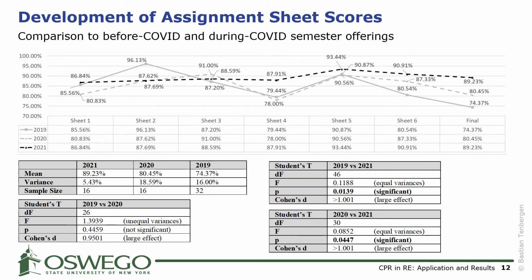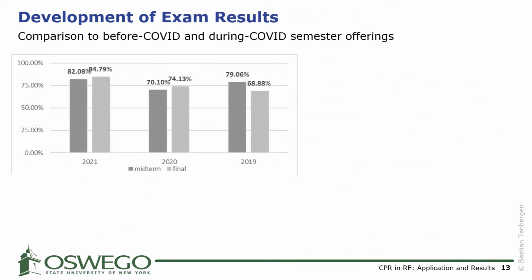The average grades were significantly better in 2021 compared to both previous years, but there was no significant difference between 2019 and 2020. Now, of course, you're saying, Bastian, that's all great, so they give each other higher grades. Did they learn more, though? And the answer is, I think they do.